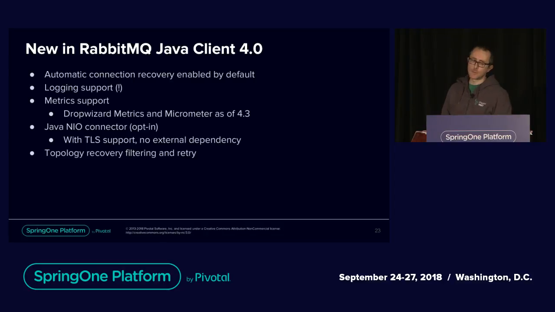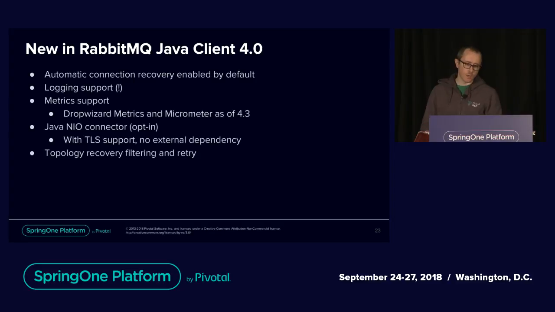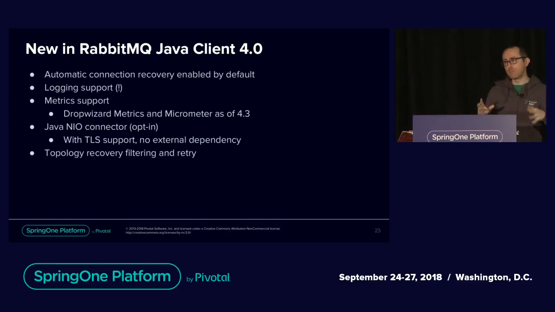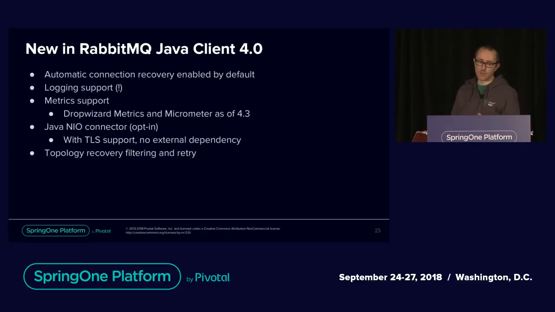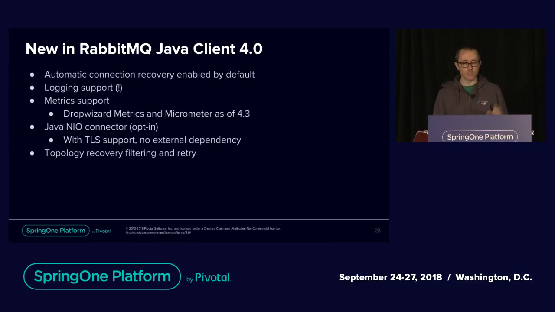What's new in the Java client, so new stuff from the last couple of years. Automatic connection recovery is now enabled by default. We have logging support. There was a really strong no dependency policy inside this client, but we now have at least 1 mandatory dependency, which is SLF4J for logging. We also have a few optional dependencies for metric support, like Dropwizard and Micrometer. We introduced metric support in version 4.